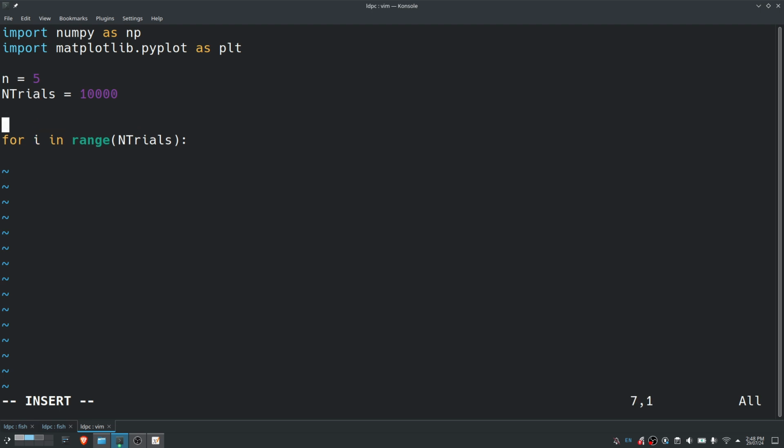So let me define... okay, so I'll repeat the same experiment a huge number of times, n trials number of times. First I want to toss a coin n times. I toss a fair coin n times, and I just count the fraction of times I get a head.